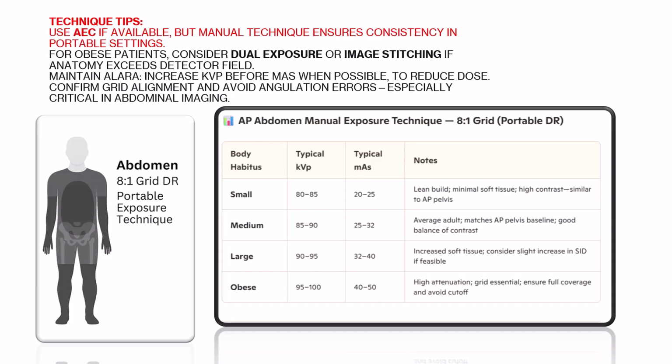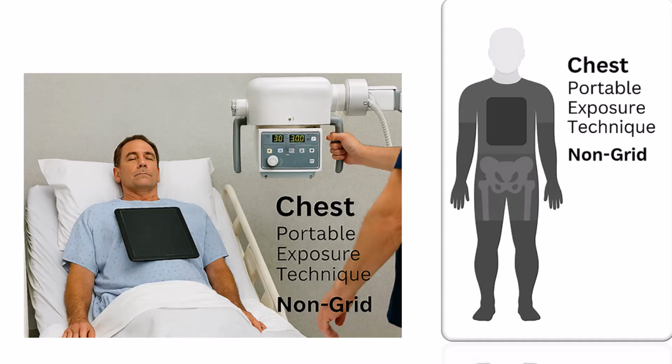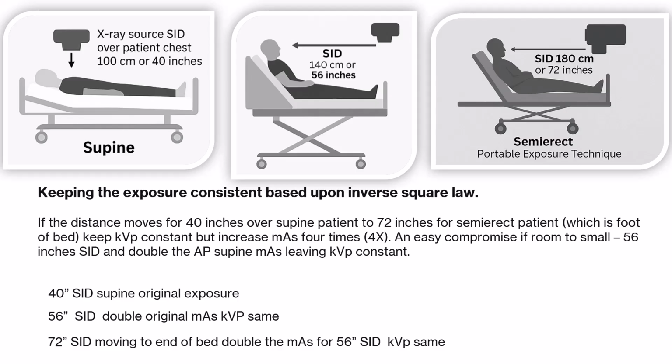Let's apply our ballpark techniquing as if we were the AEC. We'll have small, medium, large, and obese patients that we're looking at on this abdomen exposure, and this is how we would change the exposure accordingly. Let's start with the ever familiar chest portable exposure technique, non-grid. These technique charts assume that the patient is supine and that your SID is about 100 cms or 40 inches. But often the SID changes.